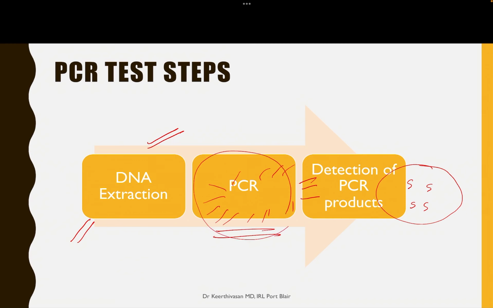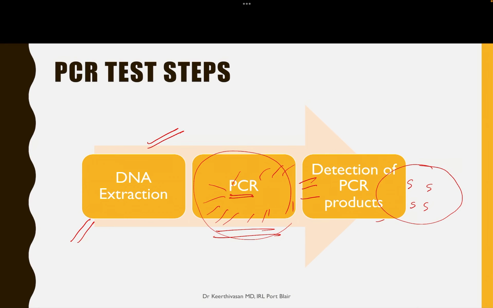So that is nothing. The DNA we formed, now we are making a photocopy, a Xerox copy. Like you have one paper copy, then you want to make 10 photocopies. So this polymerase chain reaction just does that. It makes multiple numbers. Then once it makes multiple numbers, we have to detect the PCR products.